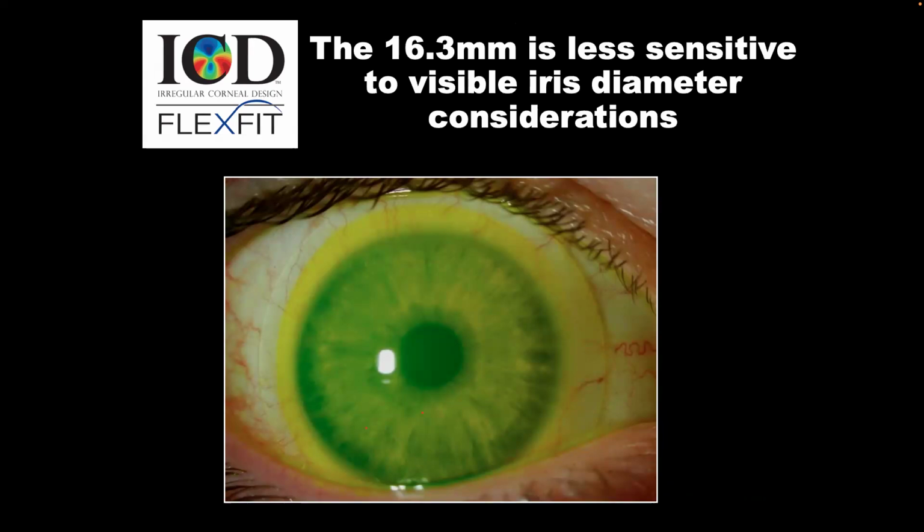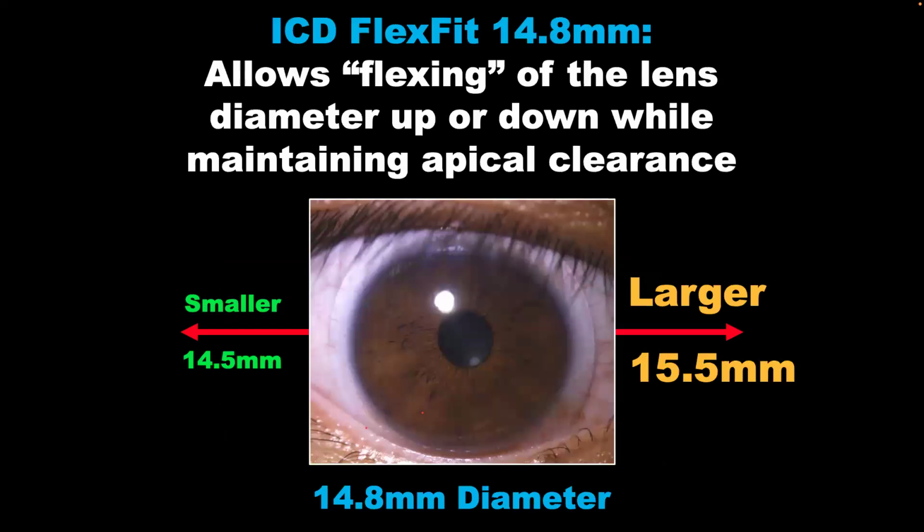Choosing the 16.3, like it says here, is less sensitive to visible iris diameter considerations, meaning that you will vault over the limbus, you won't have limbal bearing. Most of the time, choosing a large diameter, we try to achieve vaulting that limbus without any bearing on the limbus area, right? But like I was mentioning before, the option that we have is that we can flex the diameter. And by flexing the diameter, we maintain the actual sag that we see on the fit.